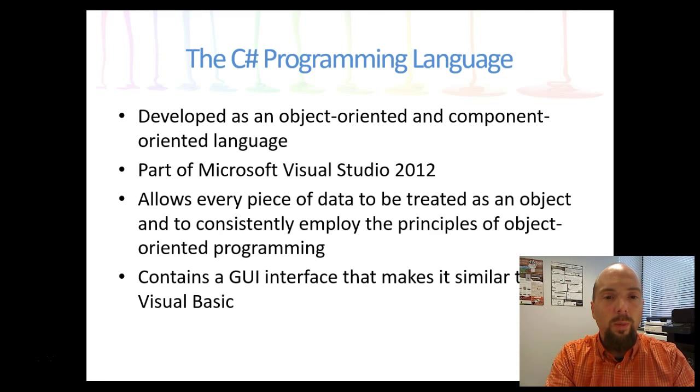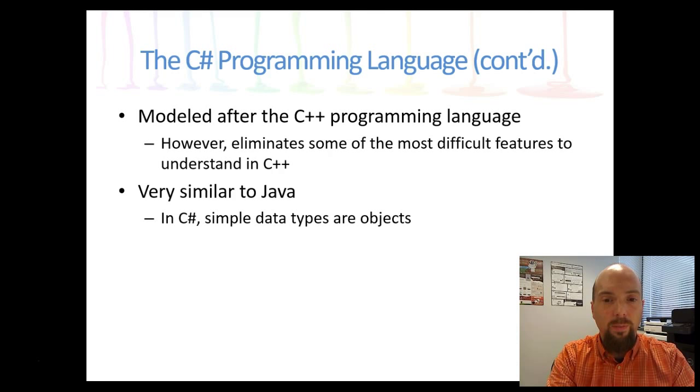The C# programming language was developed as part of the Visual Studio application. It has been part of it since 2012. It is not related to C++. However, it is modeled after it. So what they did is they took out some of the features of C++ that are fairly difficult. It's actually very similar to Java. If you've ever used Java before, C# will use some of the same syntax as Java.